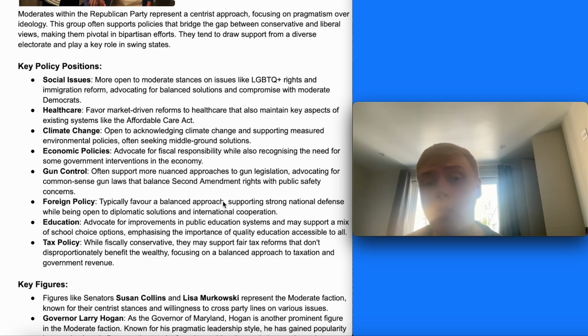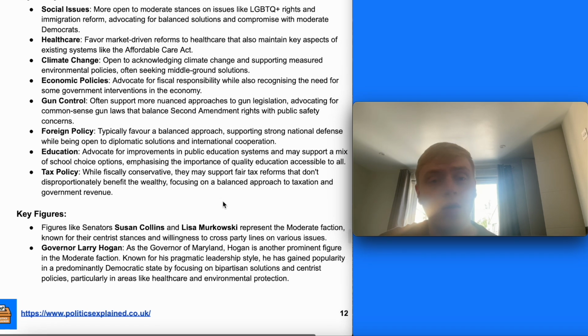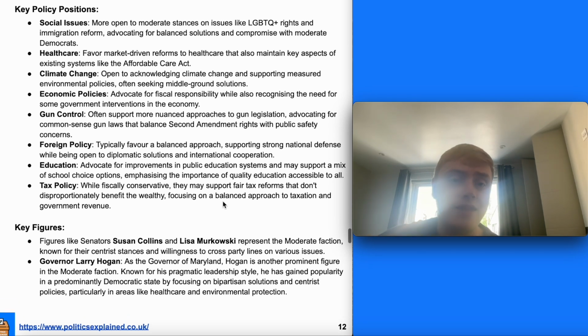On social issues, they're more open to moderate stances on LGBTQ+ rights, including same-sex marriage and immigration reform. On healthcare, they do still favour market-driven reforms, but also maintain key aspects of existing systems like the Affordable Care Act, and have been important in stopping the efforts to overturn the Affordable Care Act under Trump. They're open to acknowledging climate change, supporting measured environmental policies, and they advocate for fiscal responsibility whilst recognising the need for some government intervention in the economy.